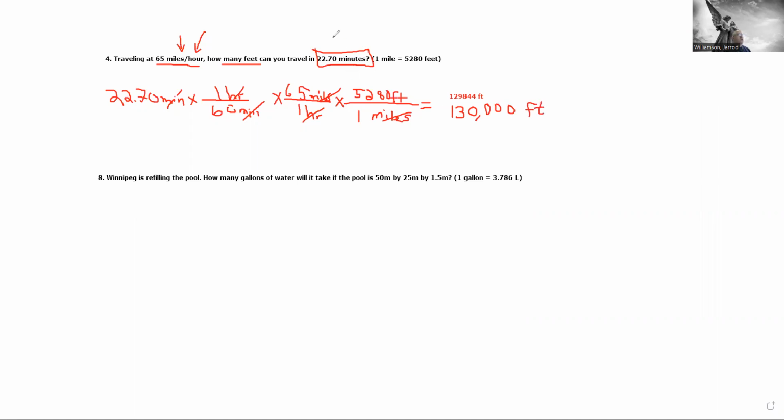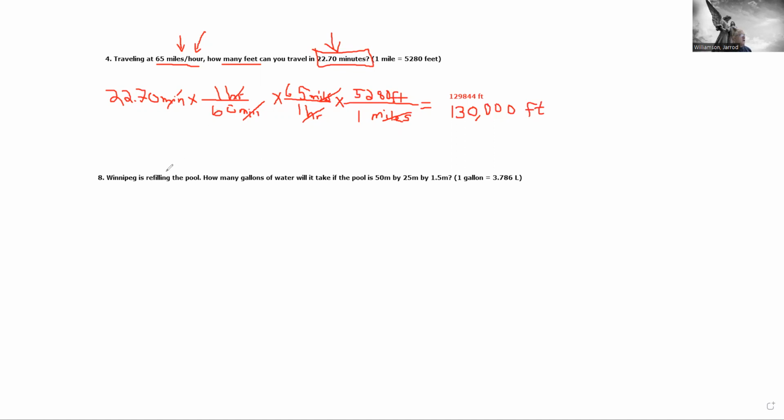So what I do is I start with my given. I have two choices, either this one or this one. This one is simpler because it's not a fraction. So I'll start with that first. I couldn't go straight to this. I had to convert my minutes into hours before I could use the miles per hour. Okay, so that's how you do that one.